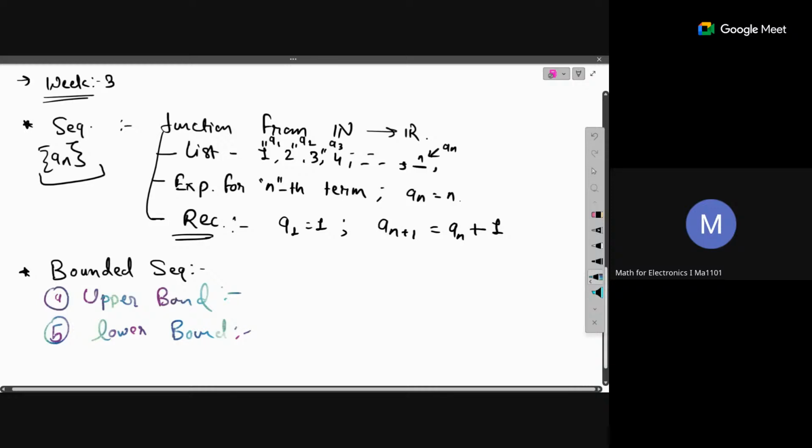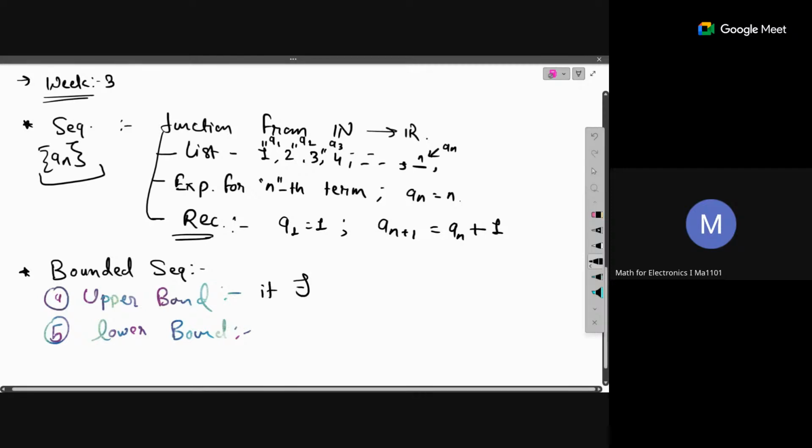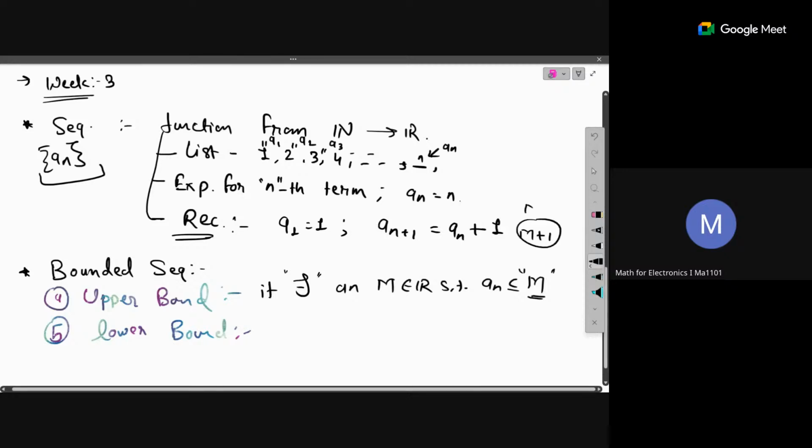We say that a sequence is upper bounded if we are able to find a real number capital M, so if there exists, this is the sign for there exists, a capital M belonging to the real numbers in such a way that all the terms of the sequence are less than or equal to this capital M, then this sequence is known to be bounded above, and this capital M is known as one of the upper bounds of the sequence. Why am I saying one of the upper bounds? Because if M is an upper bound, then M plus 1 will be an upper bound, M plus 2 will be an upper bound. That's why I'm saying one of the upper bounds, right?